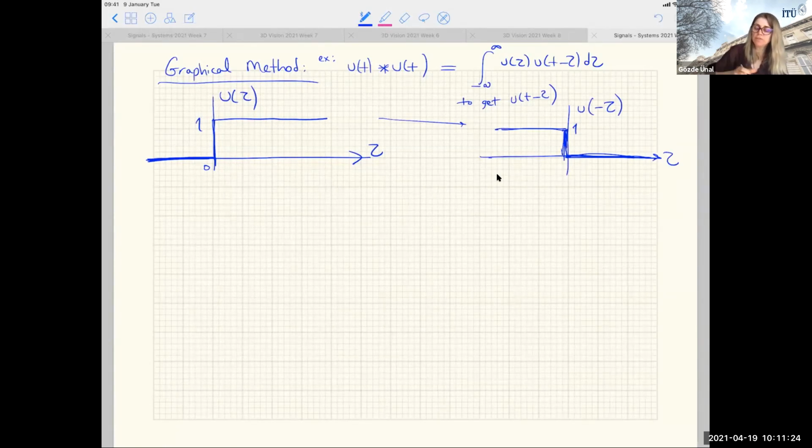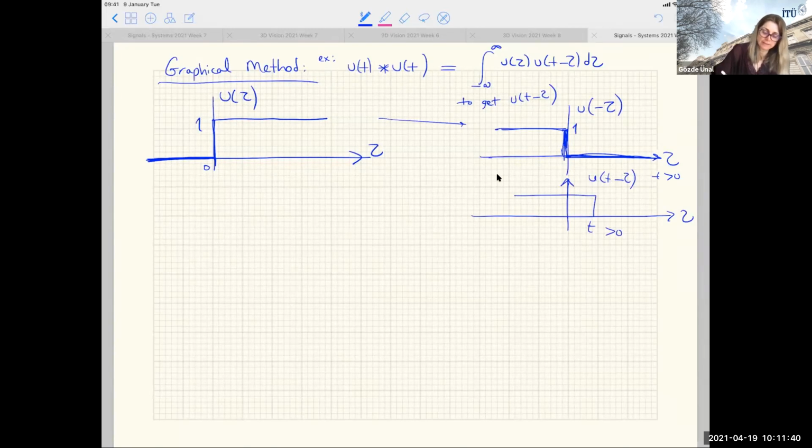Okay. Now shift by t. So start shifting by t. It's going to be like this. U of t minus tau, t bar for t positive. This is for t positive. Tau. So we will do that actually. So bring that here, guys. Tau. Bring the second signal to any arbitrary t, right? So u of t minus tau.